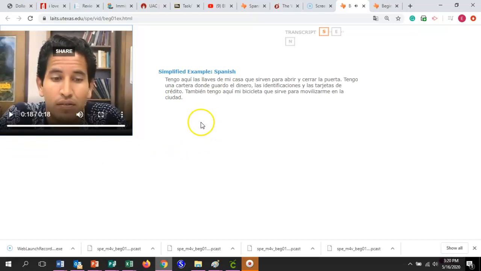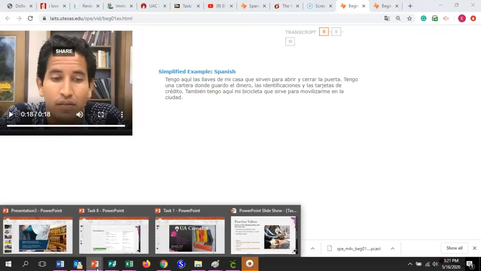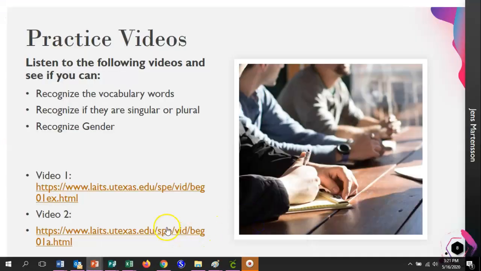All right, so you should have caught a couple of things, a couple of nouns. For example, we've got puerta, we've got casa, cartera. So far, these are all singular. Las identificaciones, that is plural. Tarjetas de crédito, that's a credit card. And it's tarjetas, so that means that it is plural. Bicicleta is bicycle. In this case, it is singular. Those are a few things that you should have caught. And if you didn't catch them, that's okay. Just pause it and review the video once again.